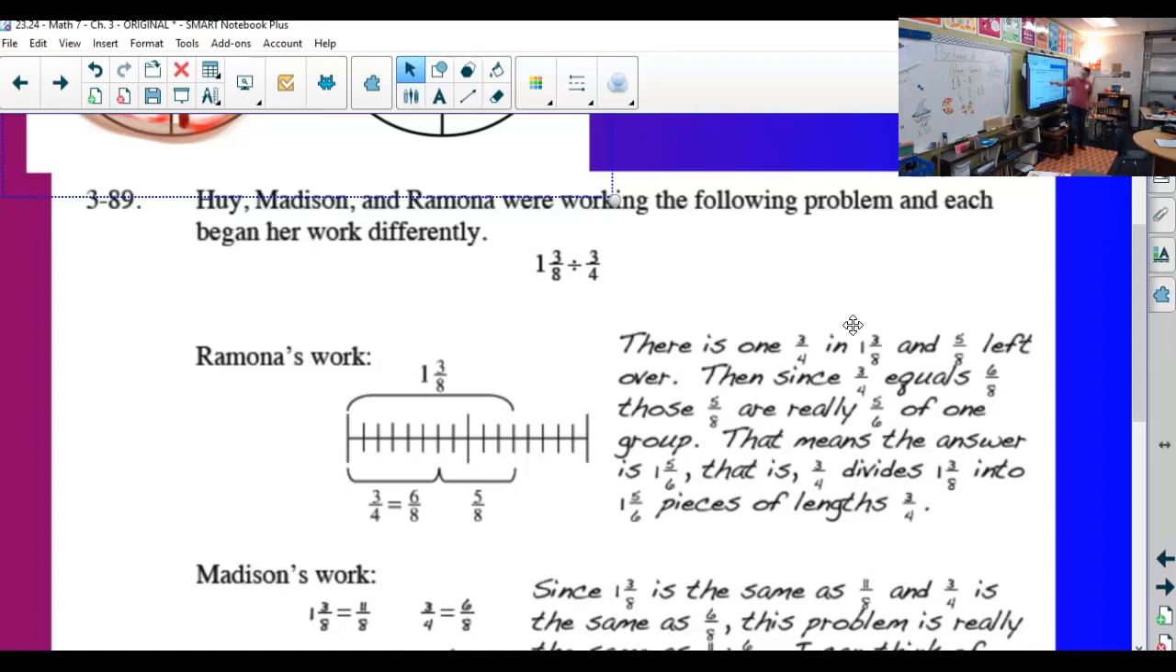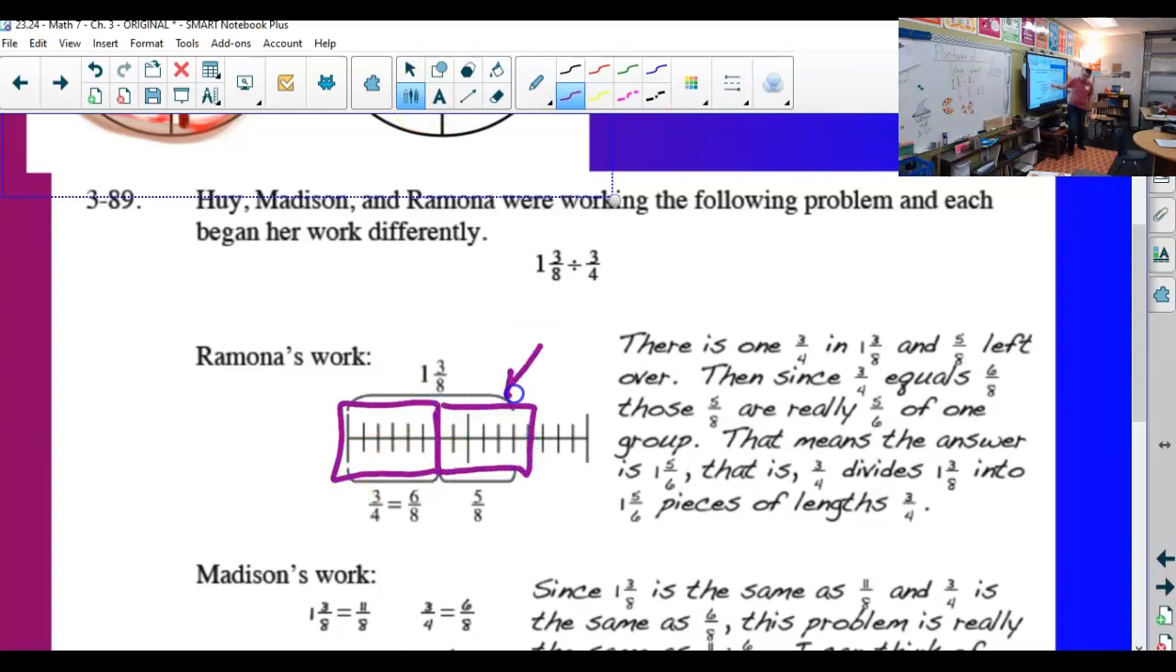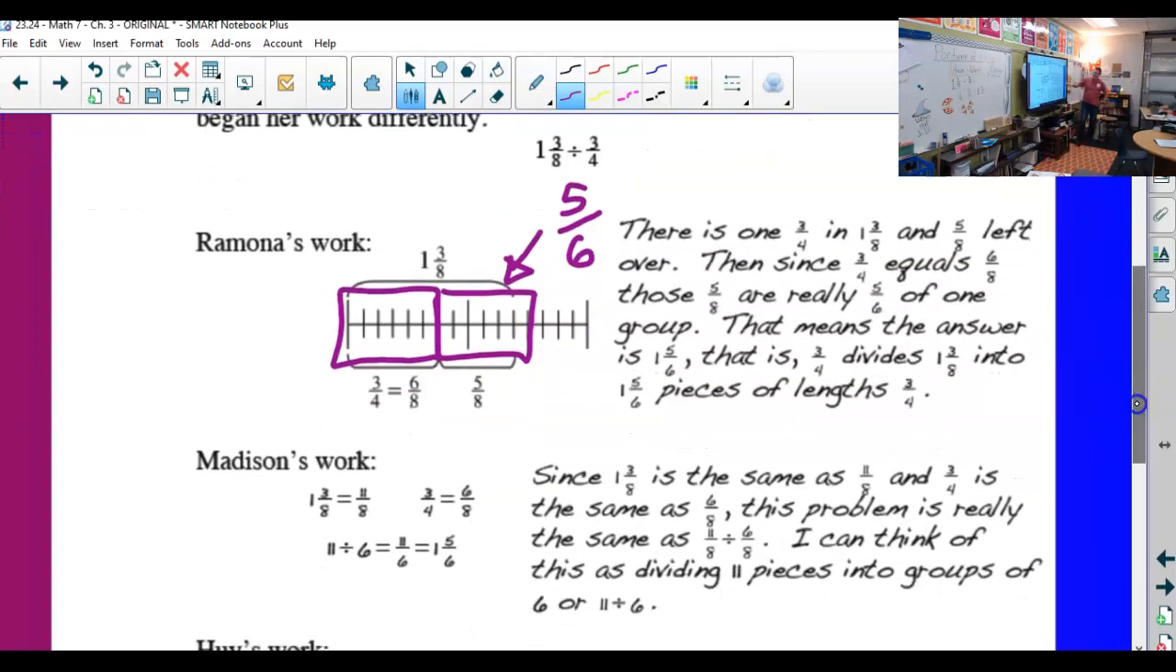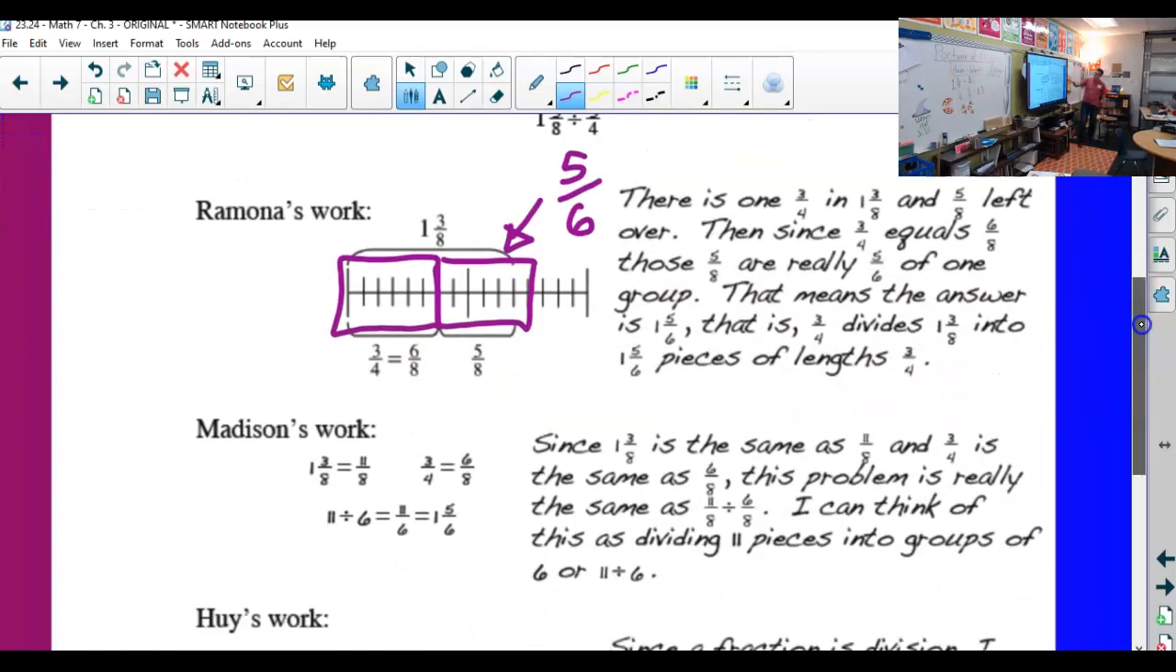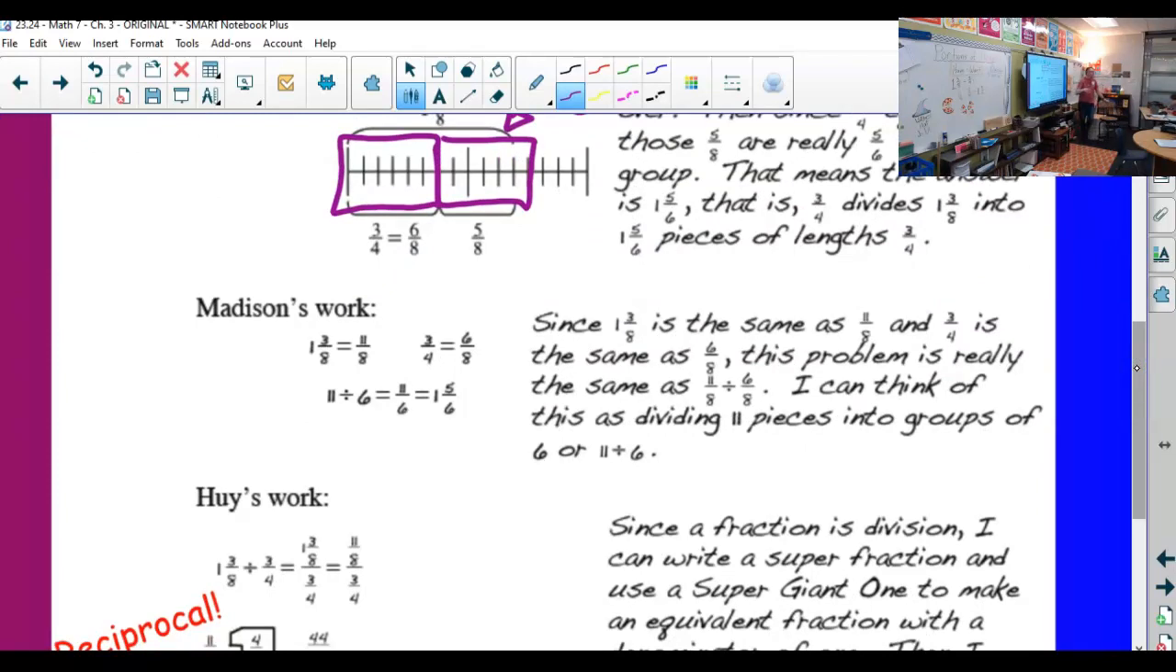1 3/8, if we group into actual 6/8, because that's what they want to take home, I get one of my groups, and then I'm close to making the next group, but what this actually has is only 5 out of the 6 that I was trying to make. So Ramona says her answer is 1 5/6, because we're not now talking about eighths, because the groups I wanted to make were 6 slices each.